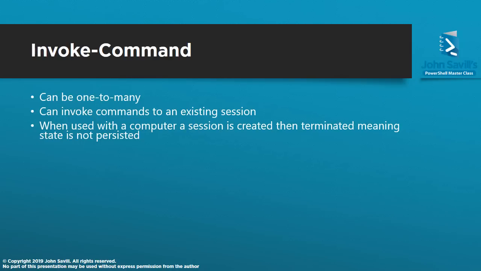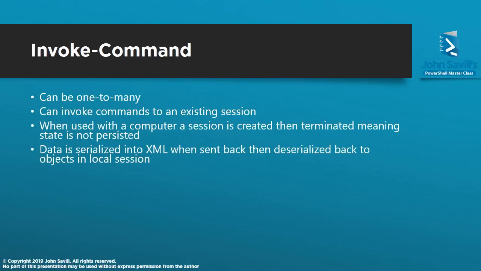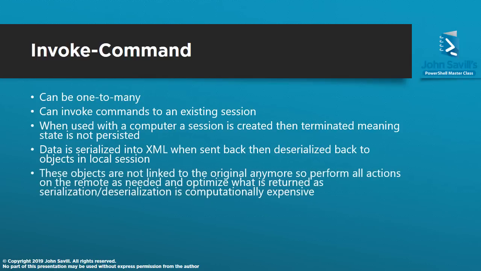Now, what about getting data back? Data is serialized into XML, sent in that XML format to my local machine, where it's deserialized back into objects. We kind of saw this in a previous module, where I exported out to XML and then read it back in. It kept the object type, but it was now deserialized. The objects are no longer linked to the original objects. They lose all of the methods. So while I can look at the objects, I can't act on them directly.